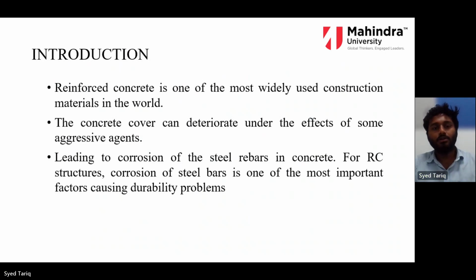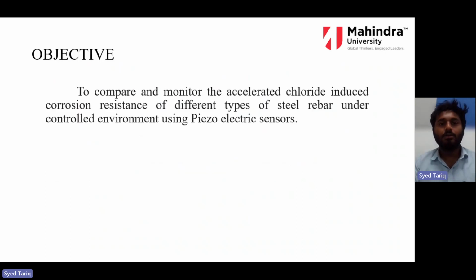In order to avoid that, and to know beforehand when the steel is going to corrode, we are monitoring it in a continuous way so that we can clearly get to know when the corrosion is going to initiate in the steel. So the objective of the project is to compare and monitor the accelerated chloride-induced corrosion of different types of steel bars and to determine which type of steel bar is recommendable and has the highest resistance to corrosion.